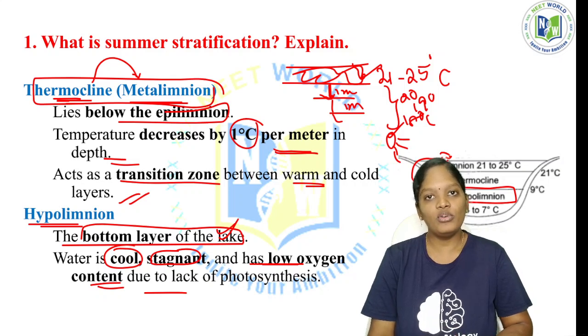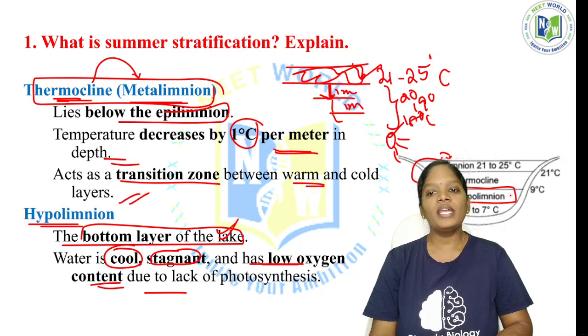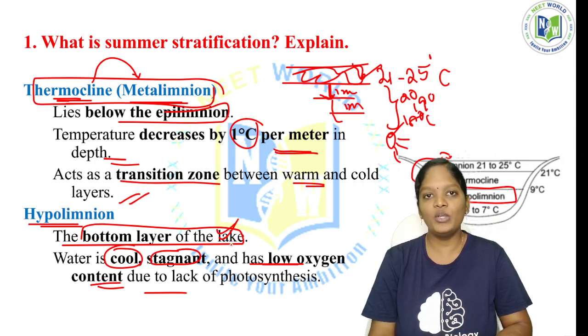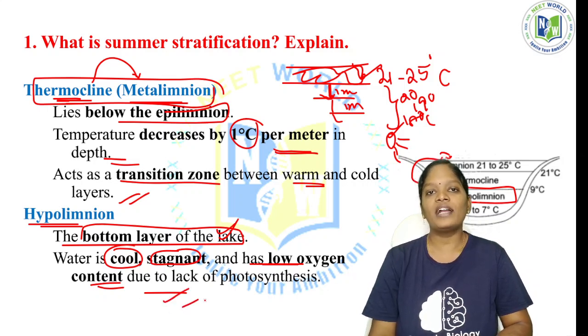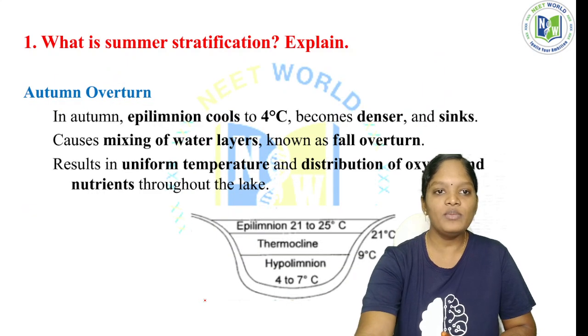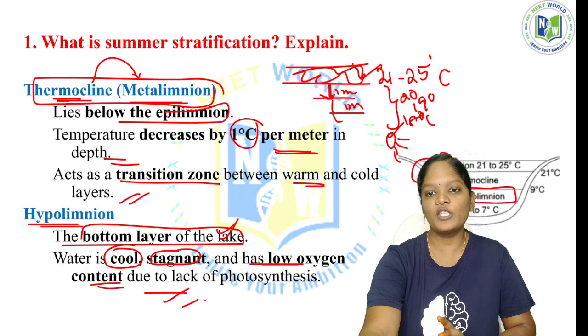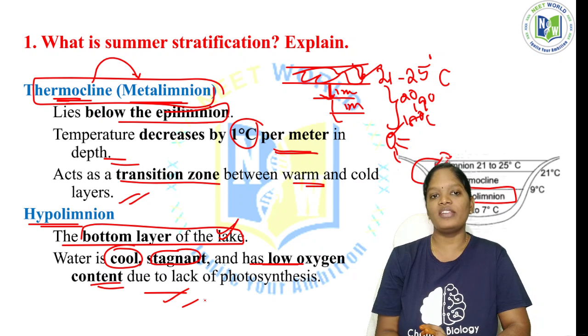As there will be no photosynthesis, there will be no oxygen. Okay. So when compared to the epilimnion, the hypolimnion will be very dense, and there will be no oxygen, and it is very cool, due to the lack of photosynthesis. So this is with respect to these three layers, that is the stratification.